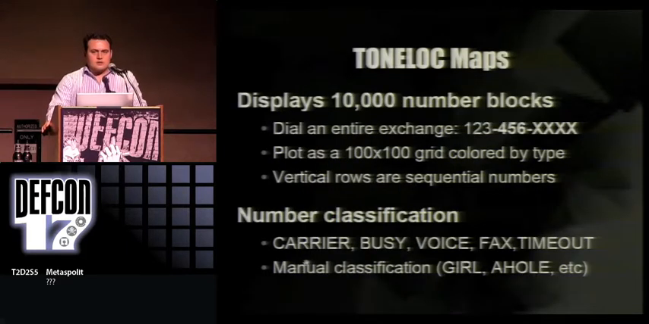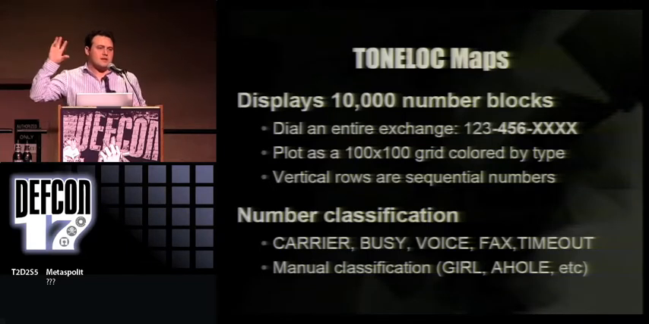Anyone here who has used ToneLoc knows the default map it shows you when it shows a call map is 100 by 100 numbers, so it's basically dialing an entire 10,000 number exchange. It picks a different color for each grid of that 100 by 100 exchange to indicate what type of call it was. Each vertical row is sequential numbers, starting at 0000 in the top left and 9999 in the bottom right.